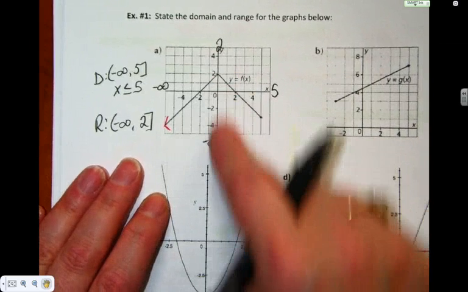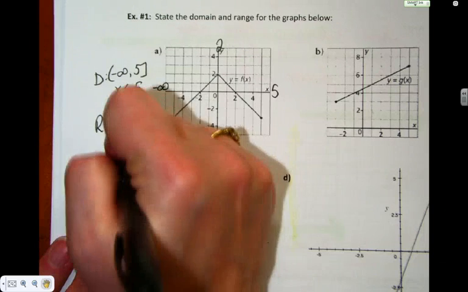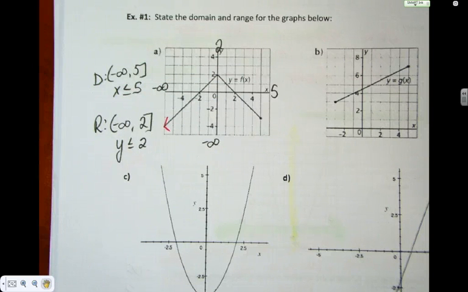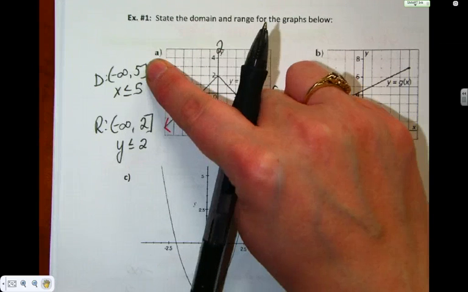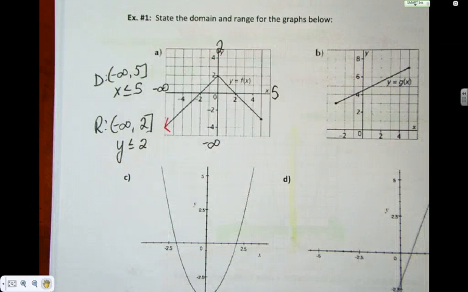So how do I say down or below? What kind of numbers are below 2? Are they less than 2 or greater than 2? Less than 2. So y is less than or equal to 2. You can pick, but you can't mix and match. If you use interval notation for domain, you can't use set notation for range. They come together. Okay? Pick and choose, doesn't matter, but you need to be able to recognize both.